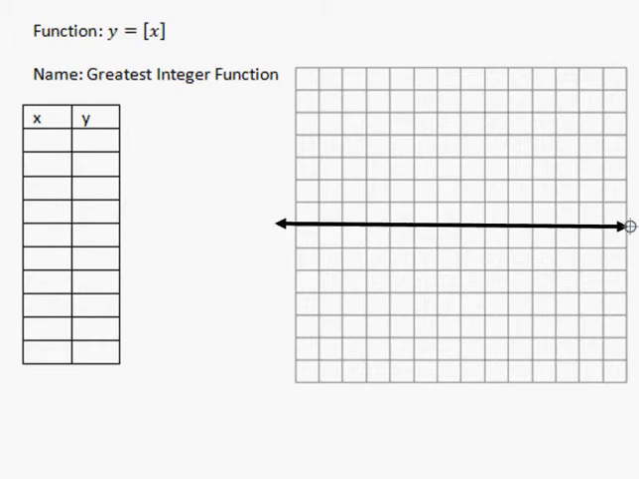So rounding, we usually think 5 and greater, you round up. 4 and below, you keep the number the same. But this is going to be always round down. And so we can pick a few points here. Let's do -2, -1, 0, 1, and 2.